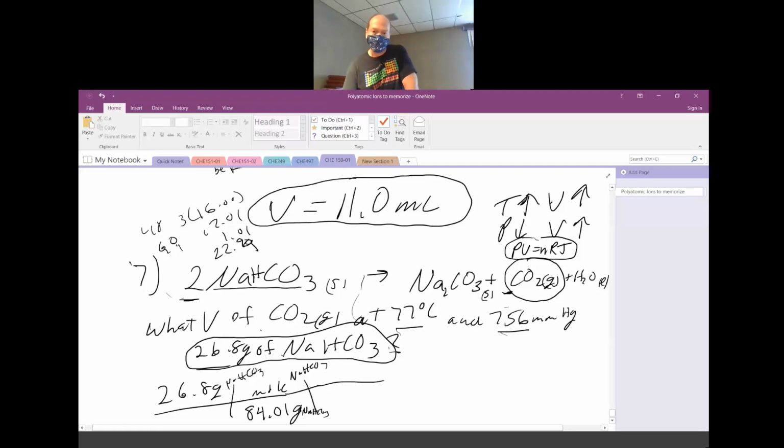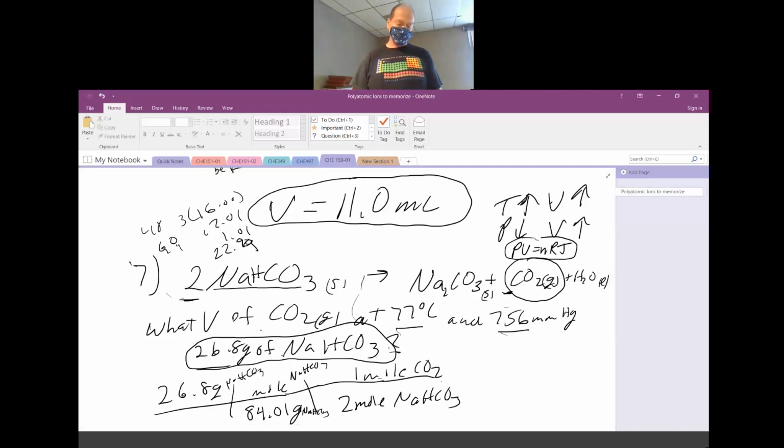All right, so we see from our balanced equation 2 moles of our NaHCO3 will react to produce 1 mole of CO2. So we take our 26.8, divide by 84.01, and then we have to divide that by 2 in order to get moles of CO2, 0.638 moles. All right, so that is your moles of CO2, which is a gas.